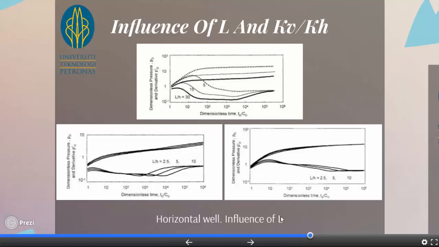length L. When L is doubled, the line is displaced by a factor of 4 along the time scale, and as the first derivative stabilization is an inverse function of L, delta P of the first stabilization is twice as low. In the examples of this figure and this figure, three well lengths are considered, but the permeability anisotropy kV over kh is adjusted in order to keep the same derivative stabilizations during the vertical radial flow regime.